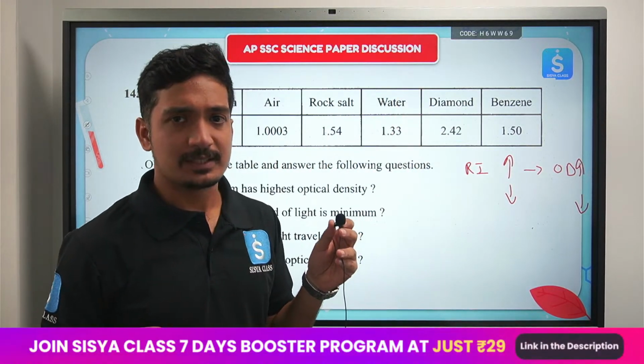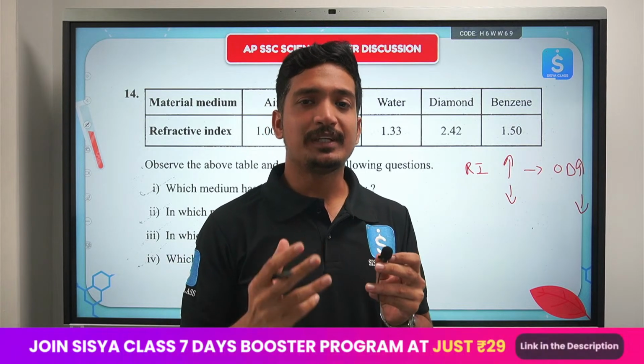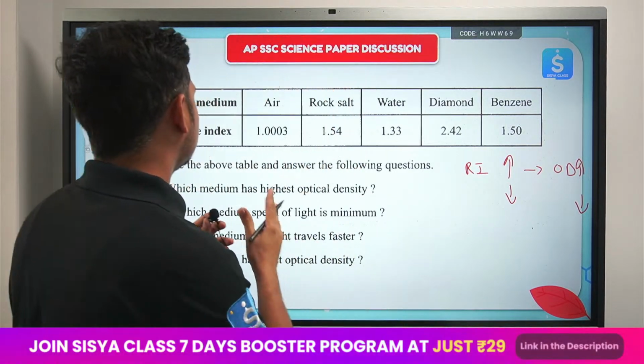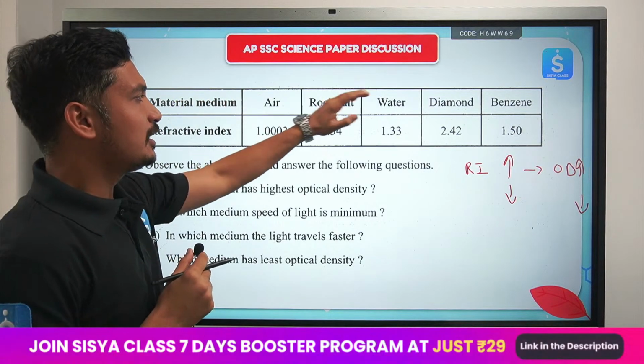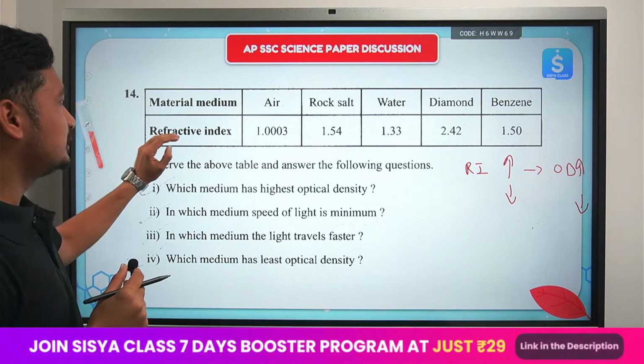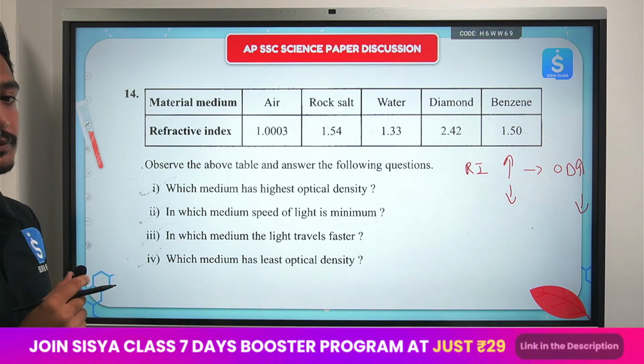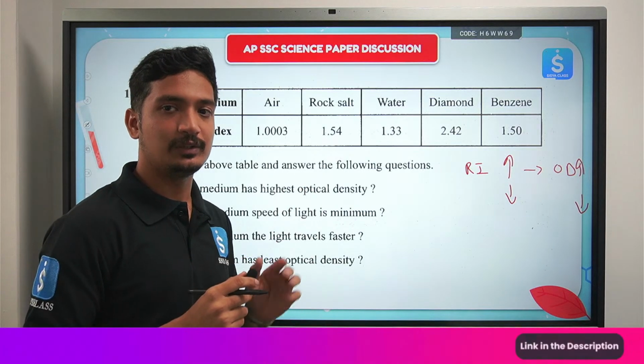I believe this is clear, right? And with this it becomes very easy to solve this question. Let's see this question. Here we have a table which lists a lot of materials along with their refractive index, and here we have some questions that we are supposed to answer based on that table.